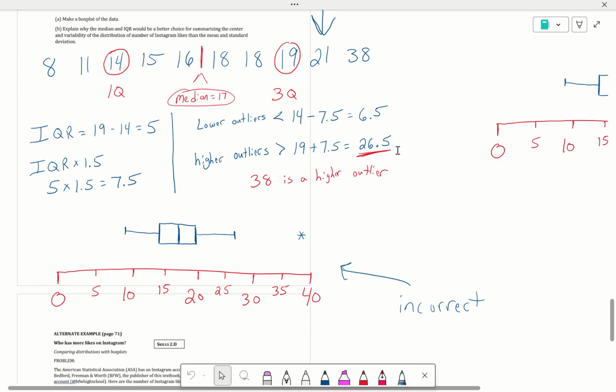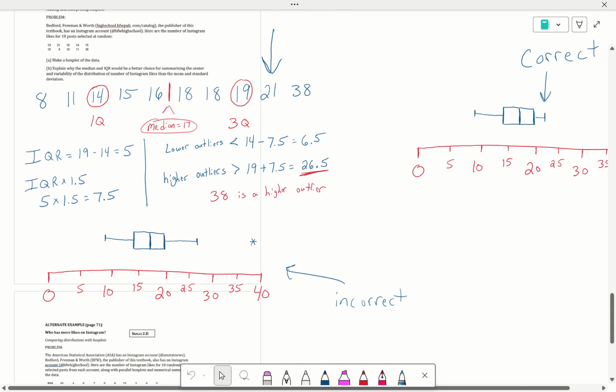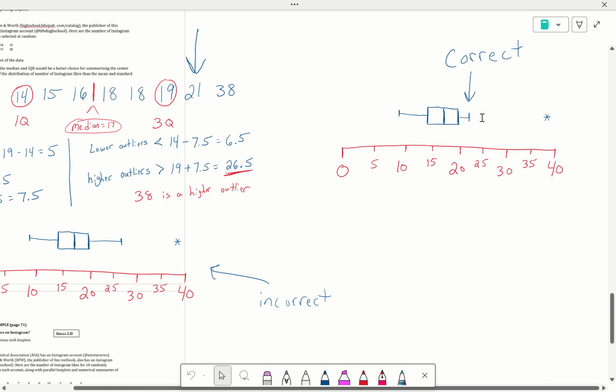That was incorrect. I sincerely apologize. I don't know why my brain went sideways like that. But what this whisker actually should go to is the highest value, the highest observation that is not an outlier. So in this case, it's 21. So instead of going up here to 26.5, it should have actually gone to 21.